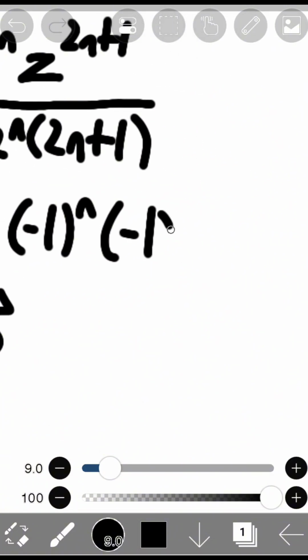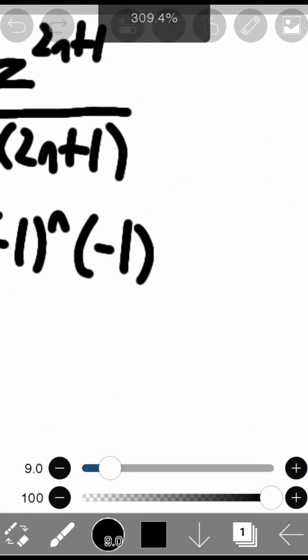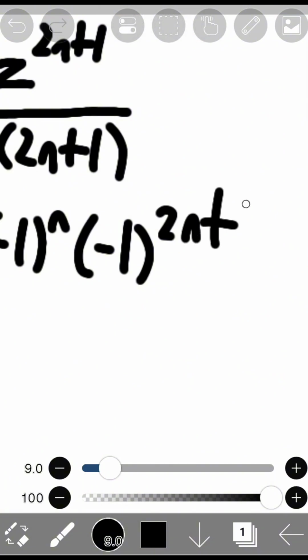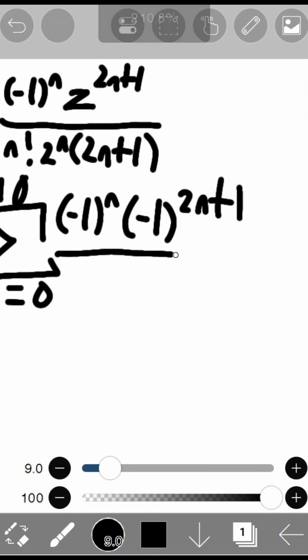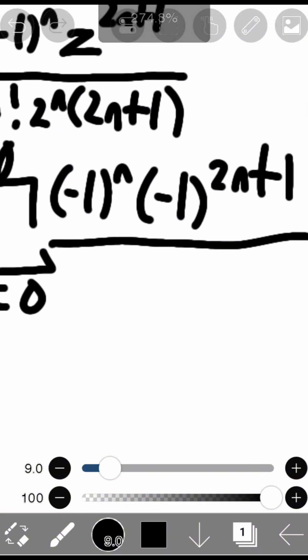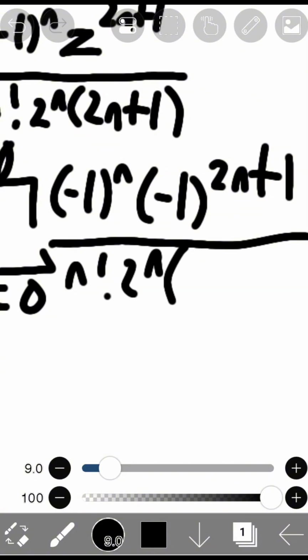But let's continue on. So you have negative 1 raised to the power of 2n plus 1, and then all over n factorial times 2 raised to the power of n times 2n plus 1.